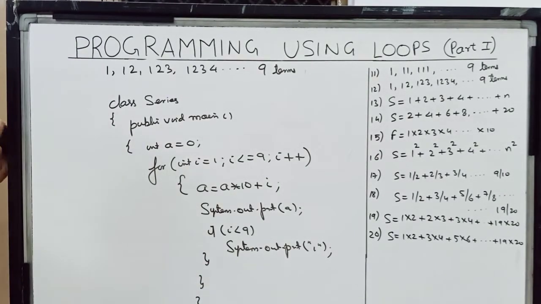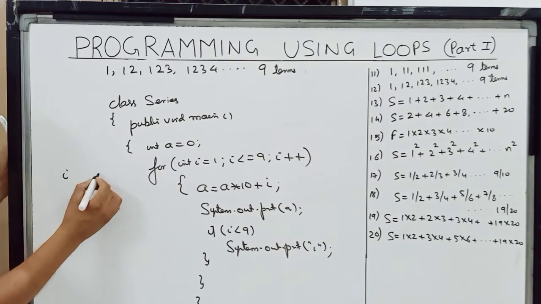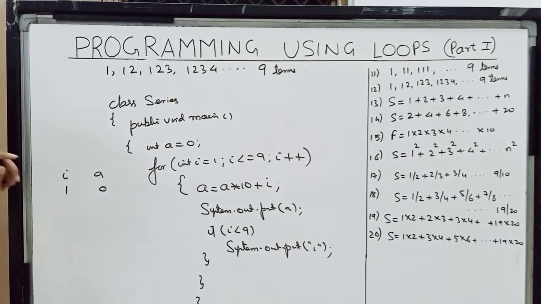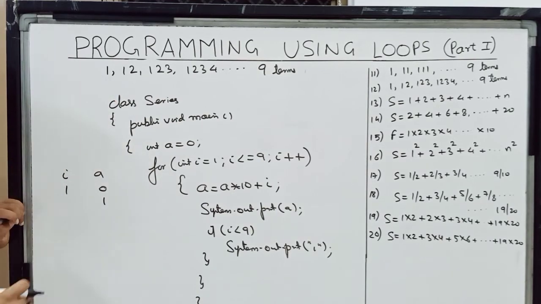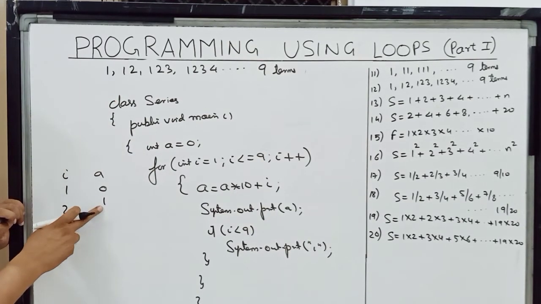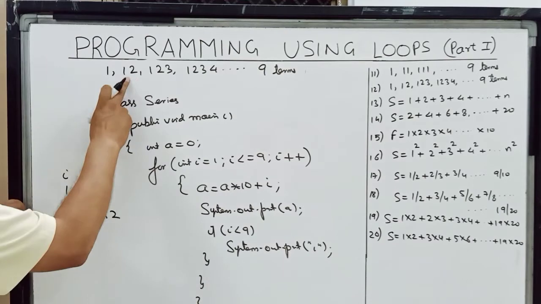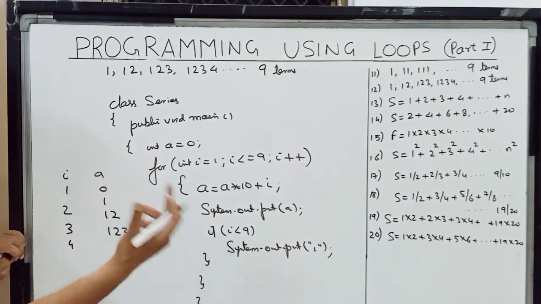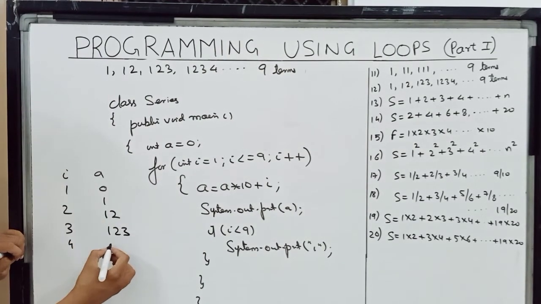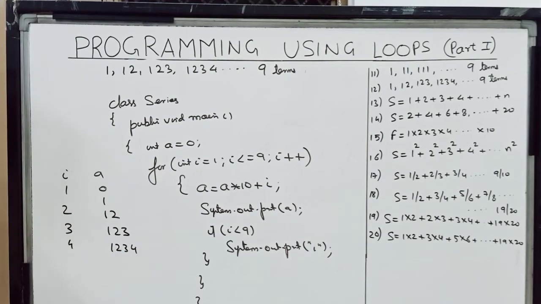And children, if you want to know how this is working, I am writing here i and a is 0, i becomes 1. For the first term I say a is equal to a into 10, 0 into 10 is 0 plus i, 1. So this value gets calculated and printed. Second time I am saying a is equal to a into 10, so 1 into 10 is 10 plus i, which is now 2, so it becomes 12. So this value gets printed. For the third time, again 12 into 10 is 120 plus 3, that makes 123. Then for the fourth time, 123 into 10 makes 1230 plus 4. So these values will get printed like this.